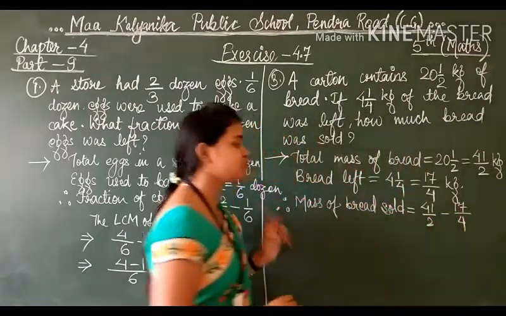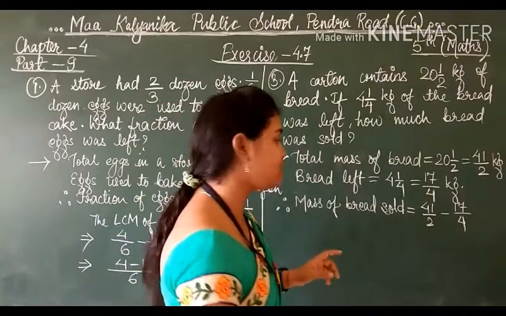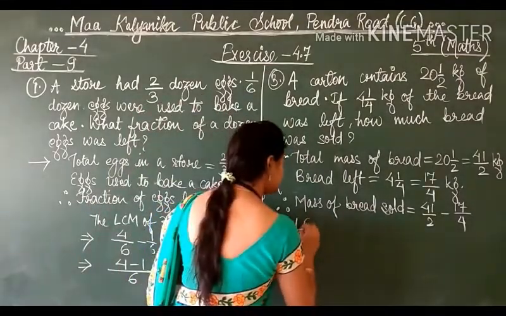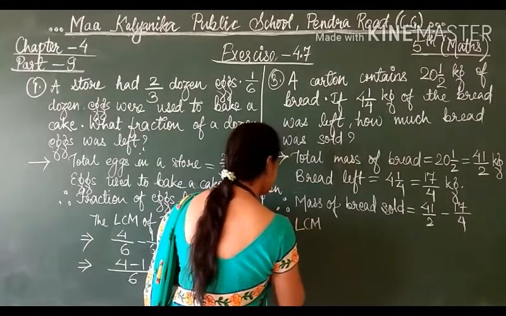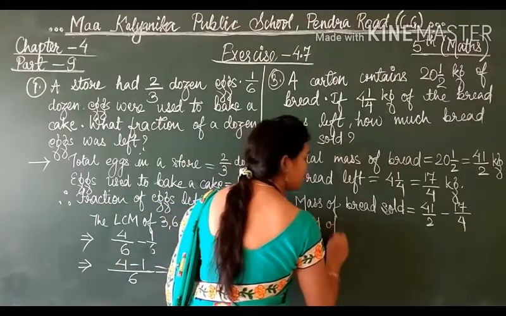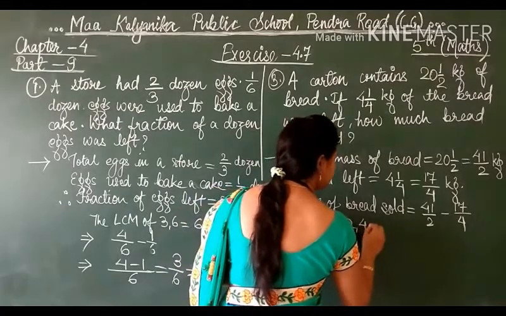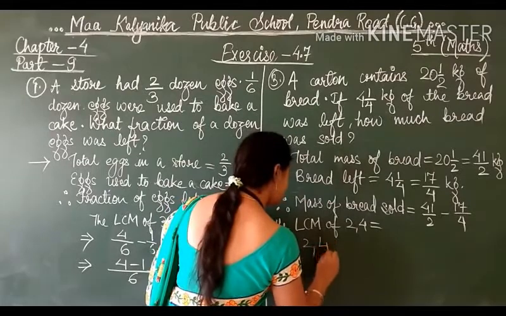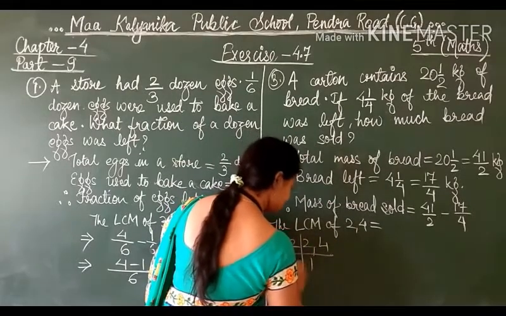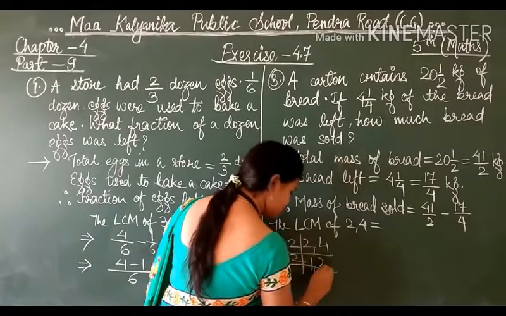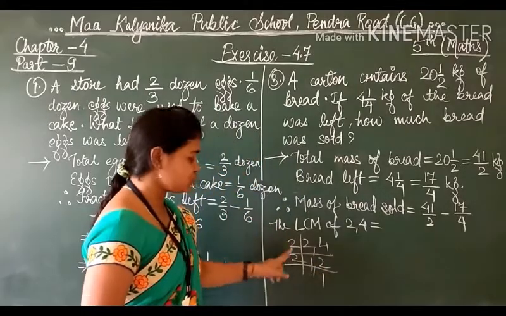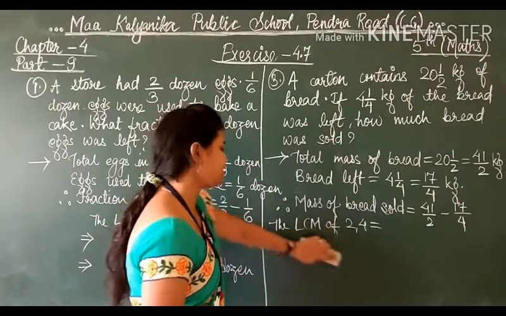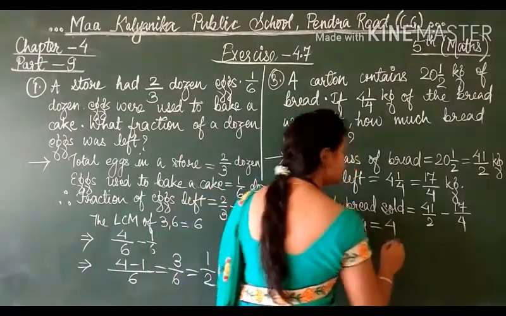Students, both are having different denominators, so we will find the LCM first. The LCM of 2 and 4 is equal to how much? Of course, students, 2 and 4. Simply find out: 2 ones are 2, 2 twos are 4, and 2 ones are 2. So 2 twos are 4, which means 4 is the LCM here. So 4 we will write.